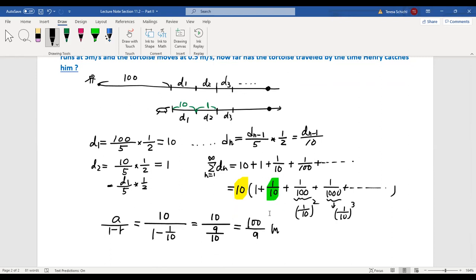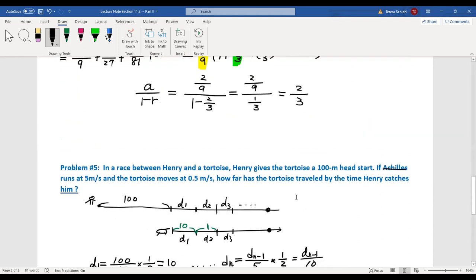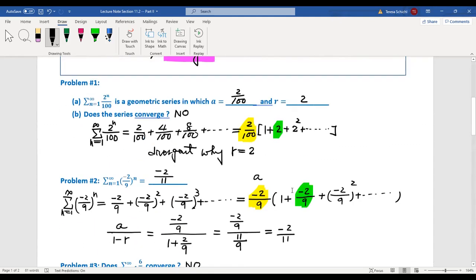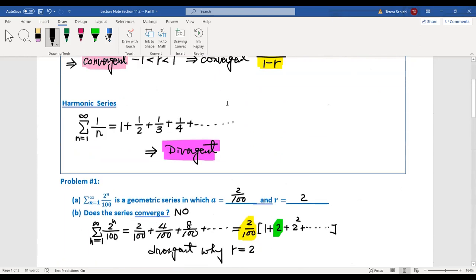All right, so that is the introduction for the geometric series and the harmonic series. Looking forward, in the next topic we're going to talk about the different tests to test whether a series is convergent or divergent.